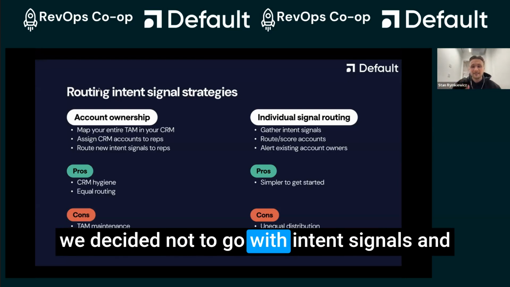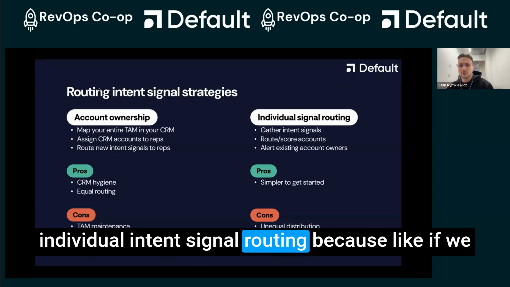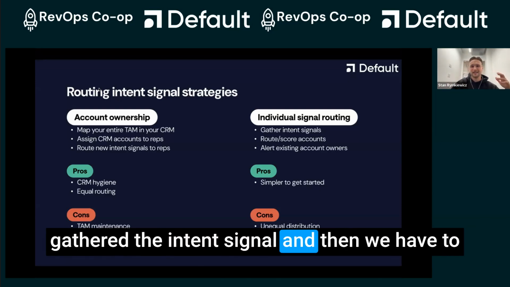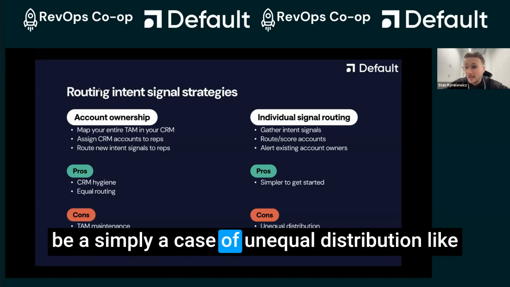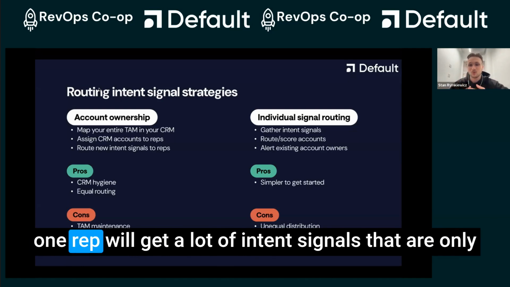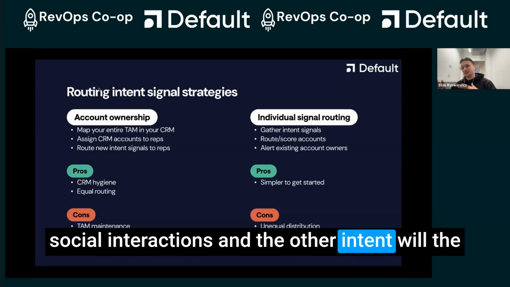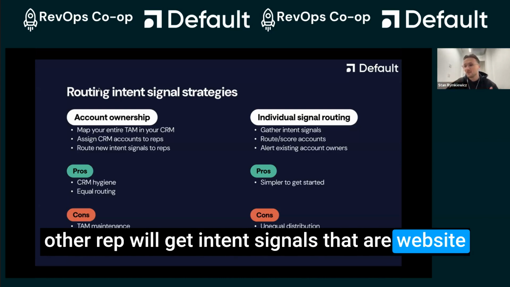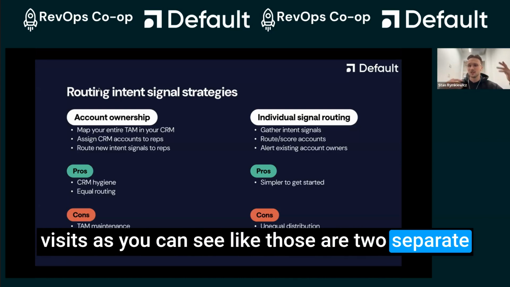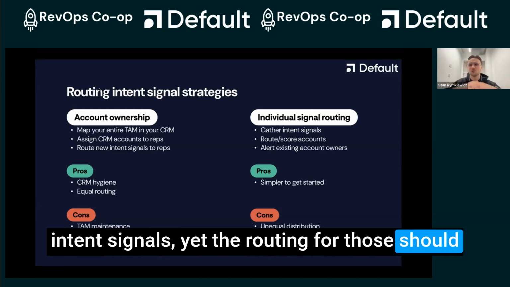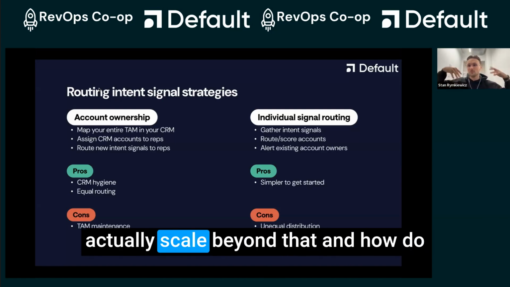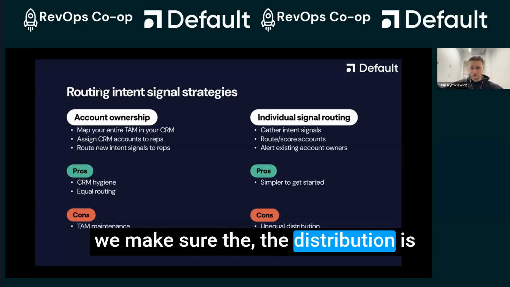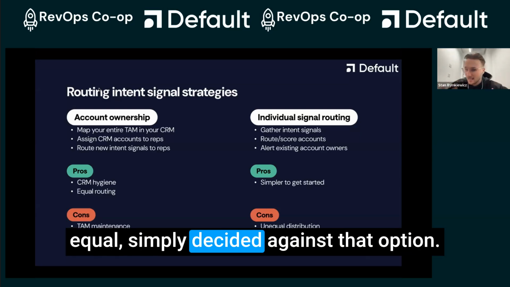We decided not to go with individual intent signal routing, because if we gather the intent signal and then we have to score and route an account, there could be simply a case of unequal distribution. One rep will get a lot of intent signals that are only social interactions, and the other rep will get intent signals that are website visits. Those are two separate intent signals, yet the routing for those should be separate. The scoring should be separate. So that complexity of how do we actually scale beyond that, and how do we make sure the distribution is equal, we simply decided against that option.